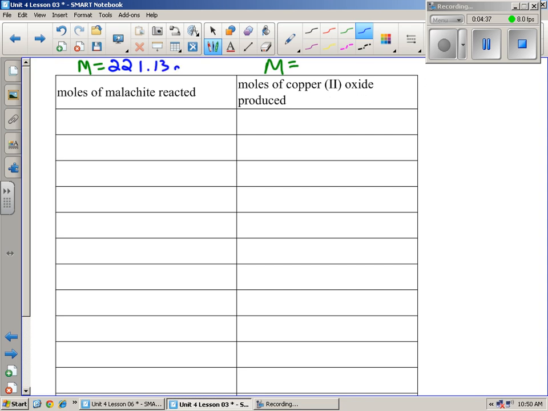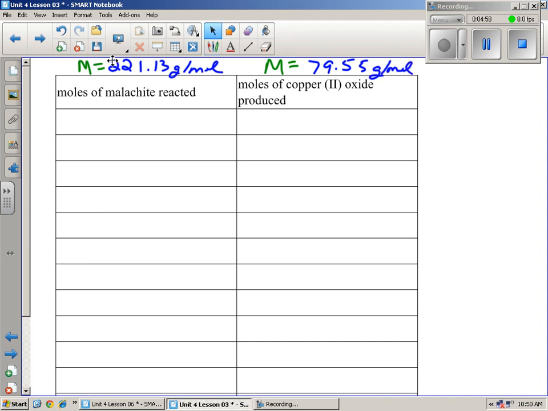221.13 grams per mole. Winner, chicken dinner. The molar mass of copper 2 oxide, that's an easier one. 79.55 for the double win. Double word score, whatever.